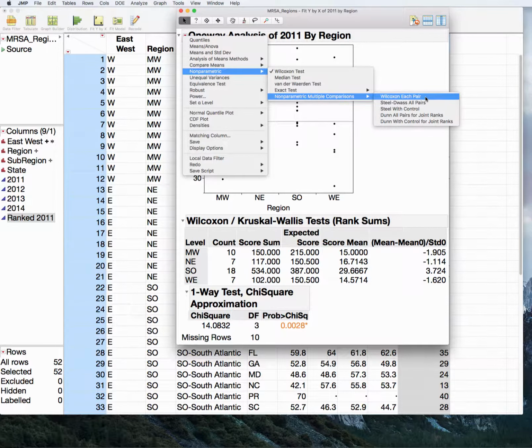And you can see here, we have a Wilcoxon, each pair. It's equivalent to the Student's t, no adjustment for multiple tests. We have the Steel-Dwass, all pairs. It is a non-parametric version of Tukey's. That is actually what we want to use. We have the Steel with control, which is similar to Dunnett's. And then we have a few other options here. But what we want is the Steel-Dwass all pairs.